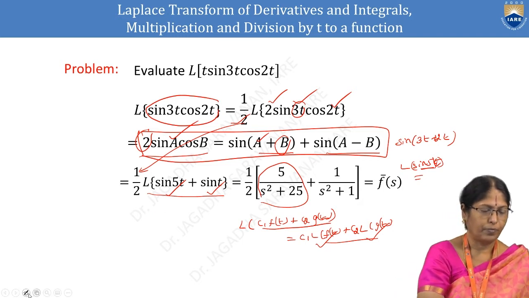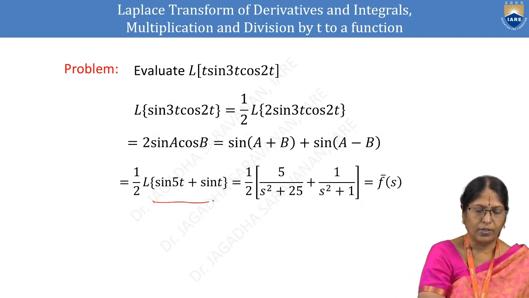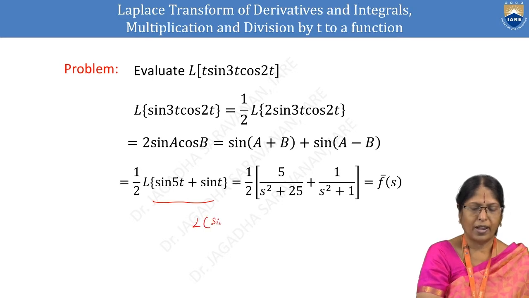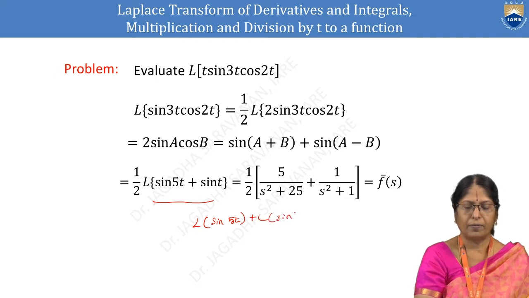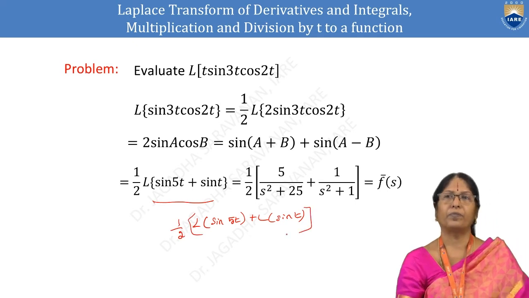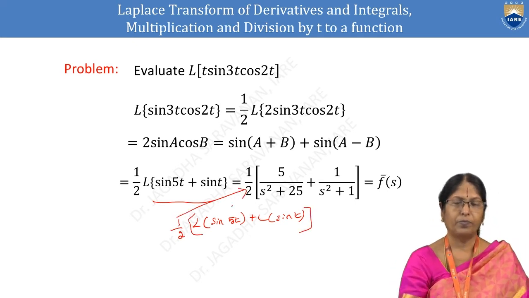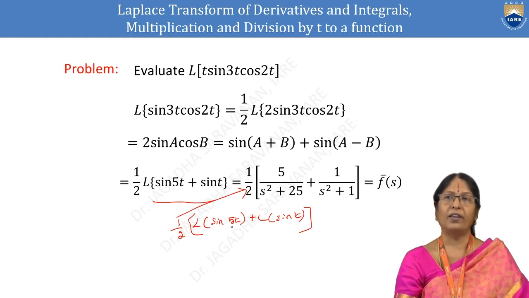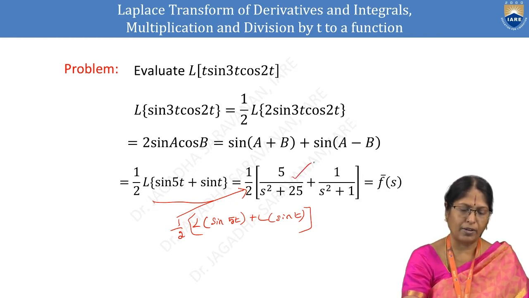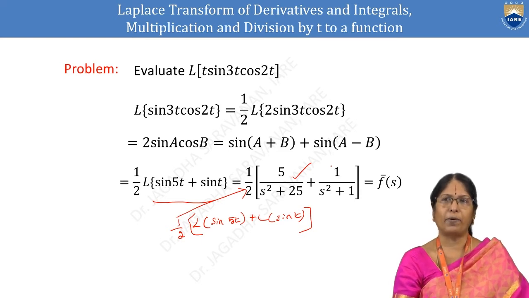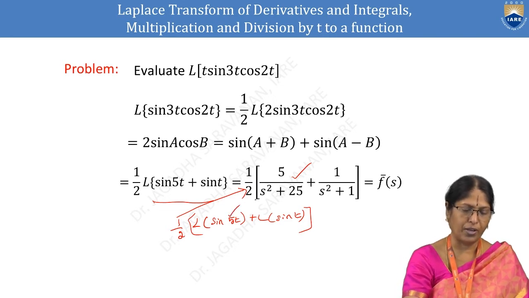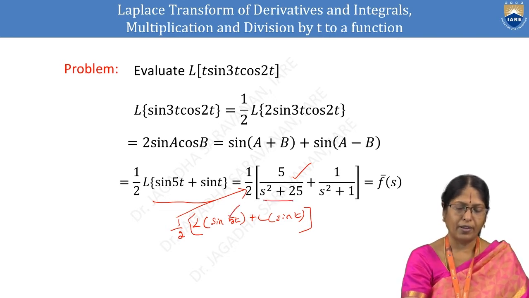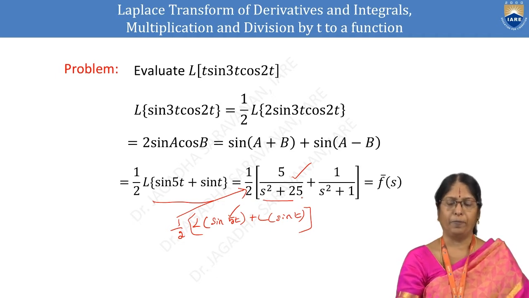So now, this L of sine 5t plus L of sine t. This 1 by 2 is written as it is. So L of sine 5t is nothing but 5 by s square plus a square, where a square, according to our problem, is 25, with a equal to 5. So 5 by s square plus a square.